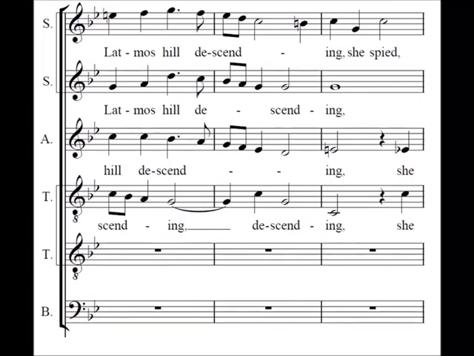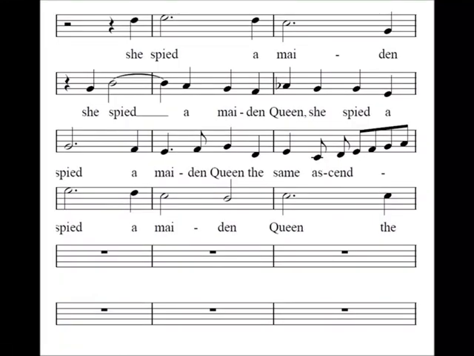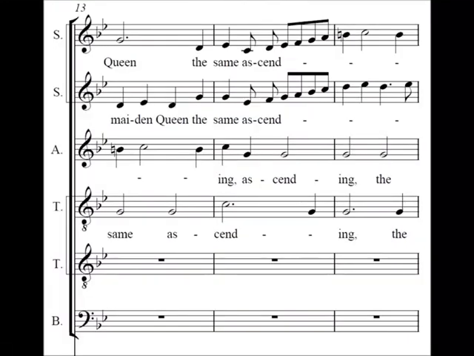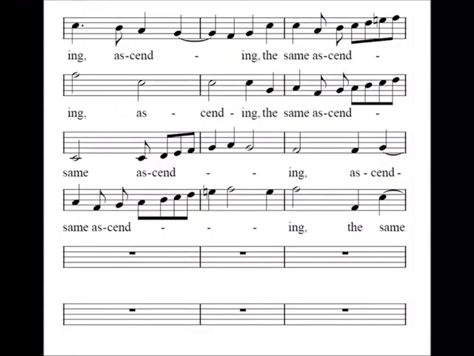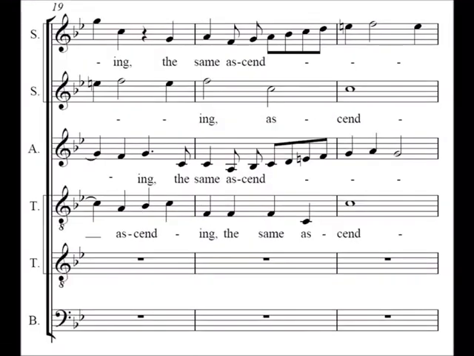Look at all those descending lines. She spied. That's all imitative polyphony. Notice how the notes go up on the word ascending.